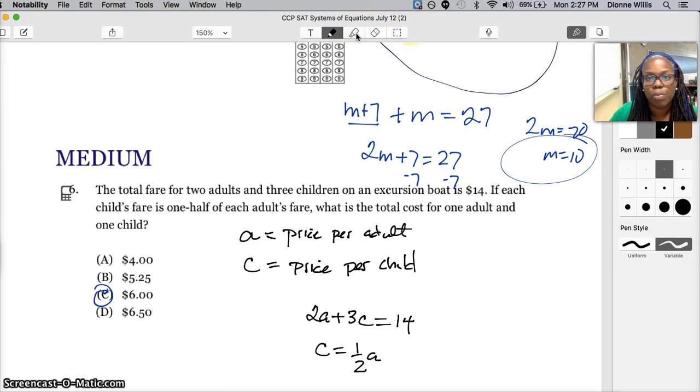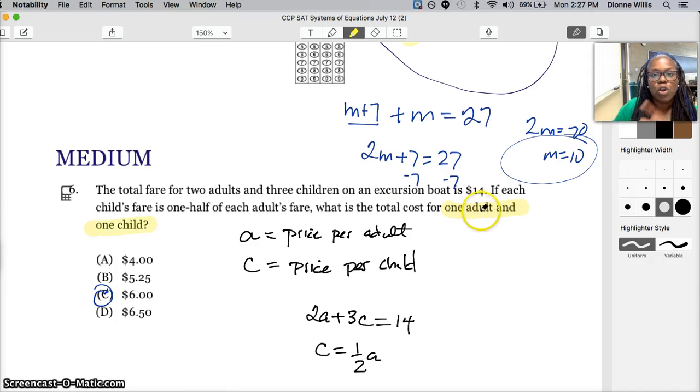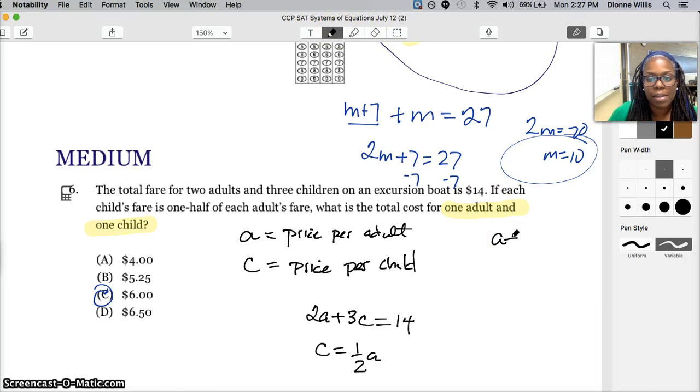Notice they added a little bit of a wrinkle. They didn't ask me to solve for C or A. They wanted the cost for one child and one adult. So we're going to have to solve for both variables and add them. So in the end, I'm looking for A plus C. I'm going to use this equation and I'm going to solve by substitution.